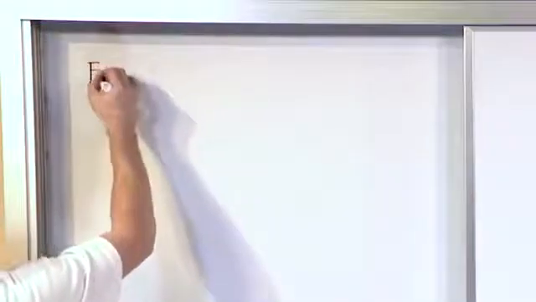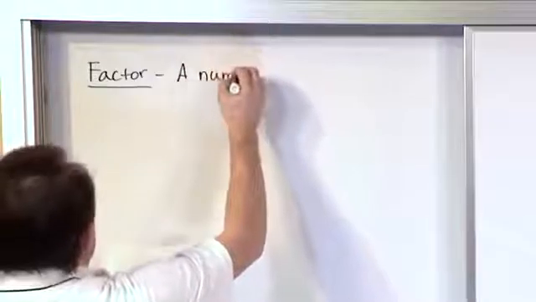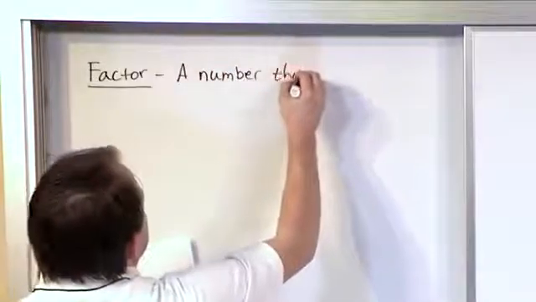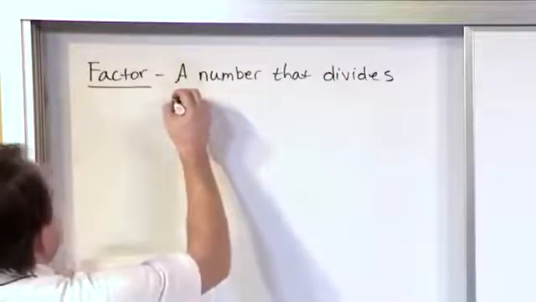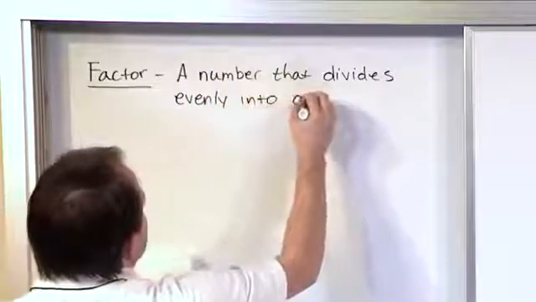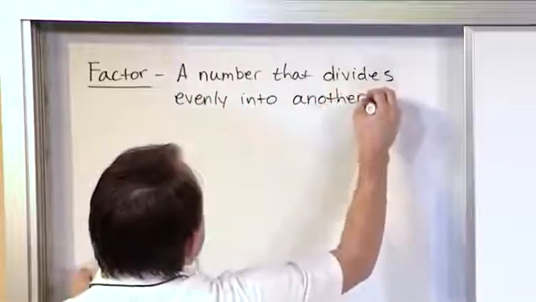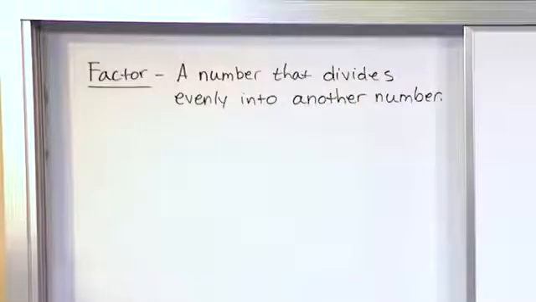So when you talk about the factors of a number, what it basically means, and I'll just write a quick definition up here and then we will go on to it. A factor is a number that divides evenly into another number. So literally it's a number that divides evenly into another number.